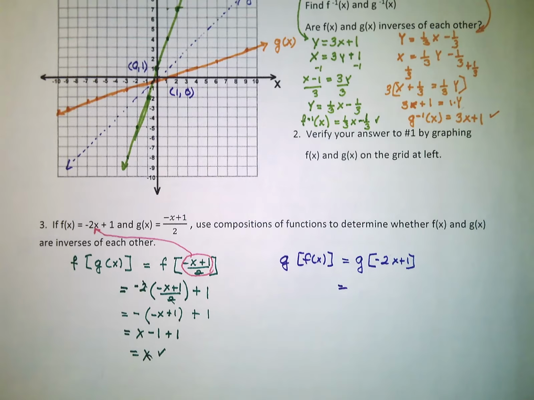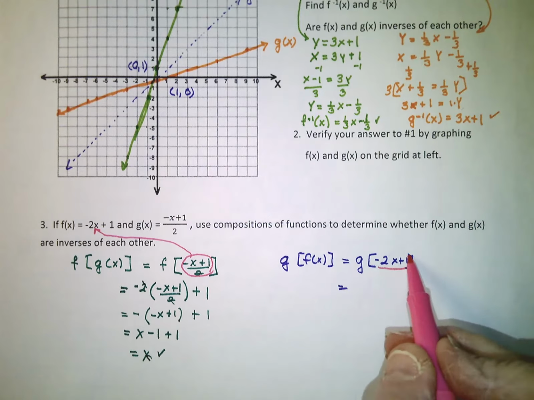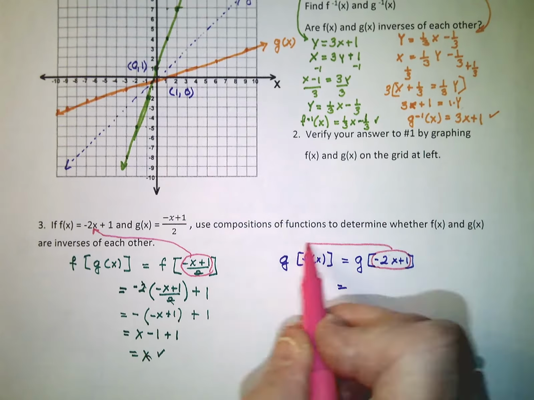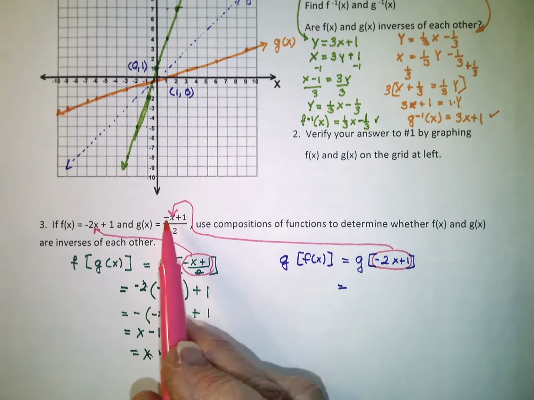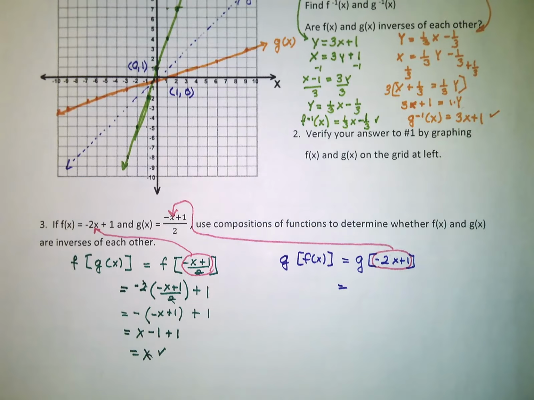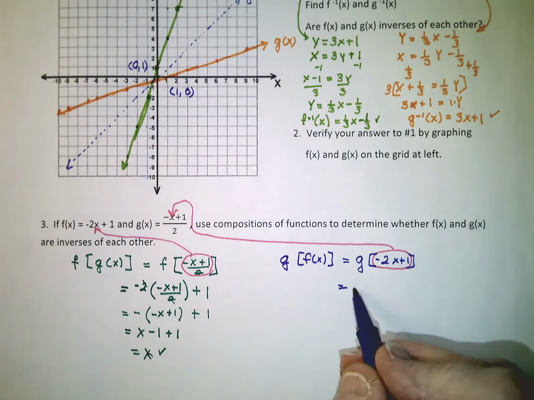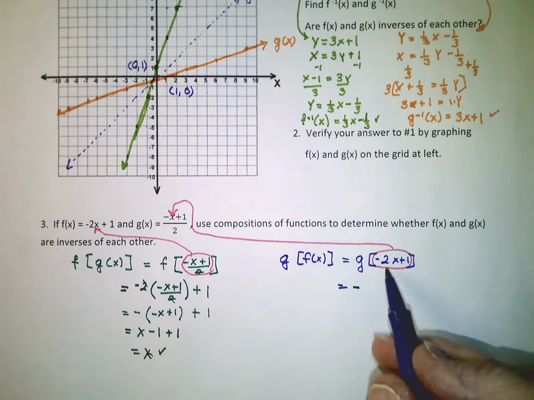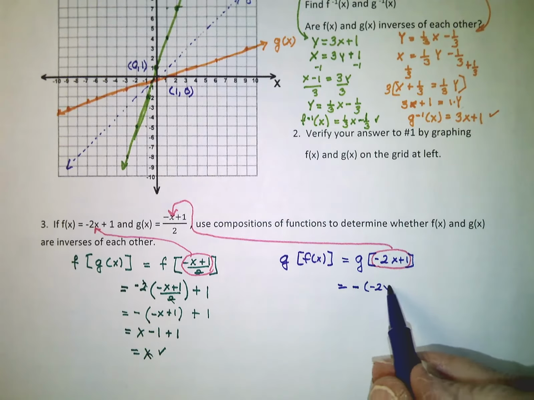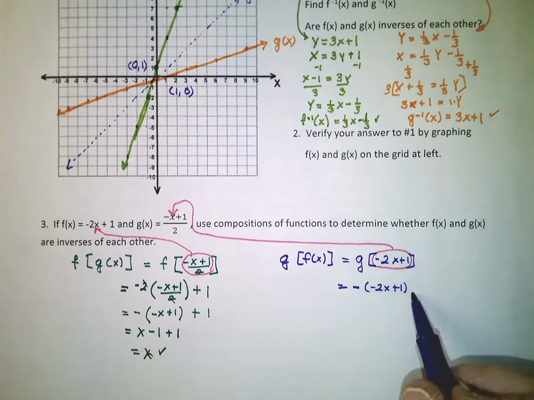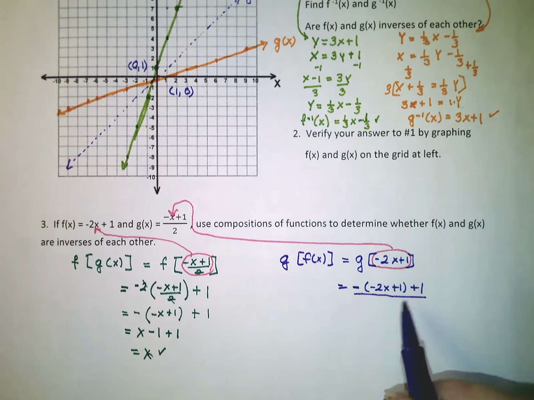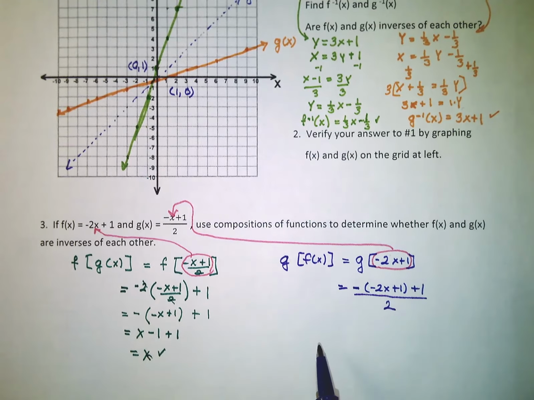So that means all of this is going to go into the g function right here. And we'll still have the negative, we'll still have the plus 1, we'll still be all dividing by 2. So it's going to be the opposite of, got this negative sign here, whatever this is. So that took care of the x, and now we have a plus 1 after that, and it's all being divided by 2.